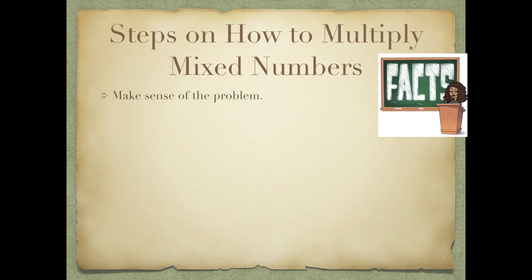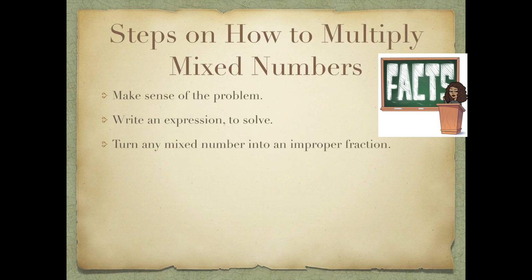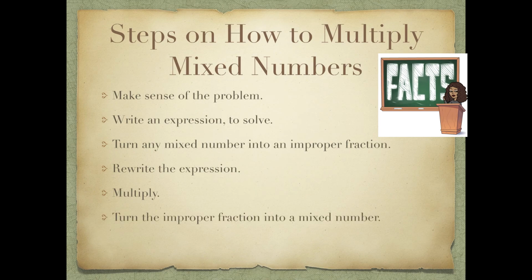Let's review the steps on how to multiply mixed numbers. Step 1, make sense of the problem. Step 2, write an expression to solve. Step 3, turn any mixed number into an improper fraction. Step 4, rewrite the expression. Step 5, multiply. Step 6, turn the improper fraction into a mixed number. And finally, step 7, write out the answer. Go ahead and pause the video if you would like to copy the steps down onto your notebook.